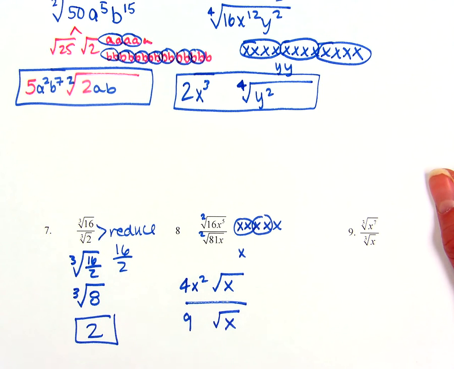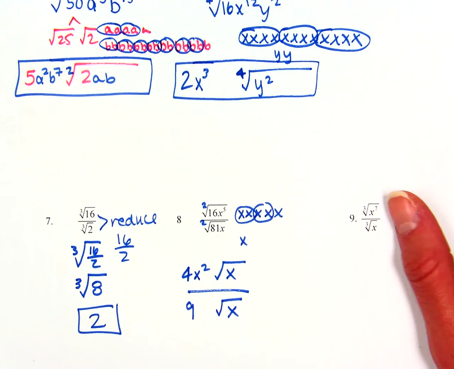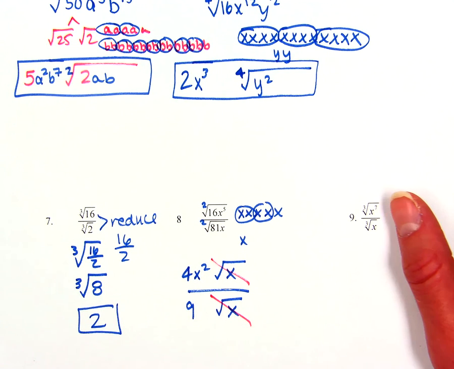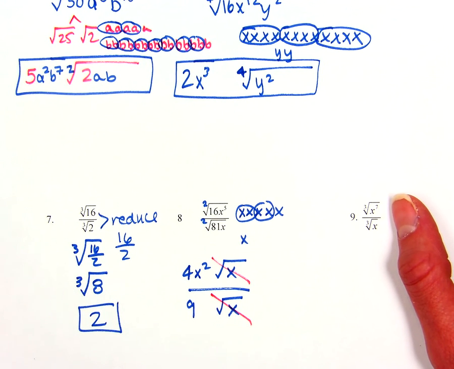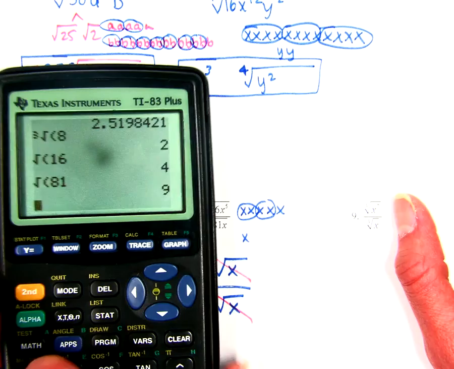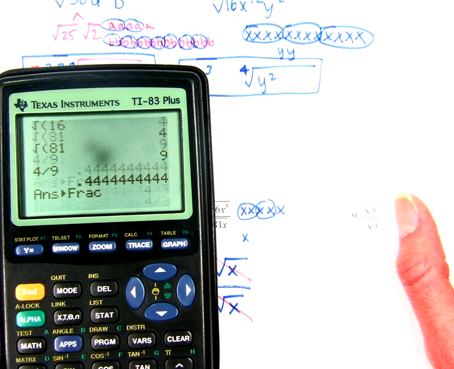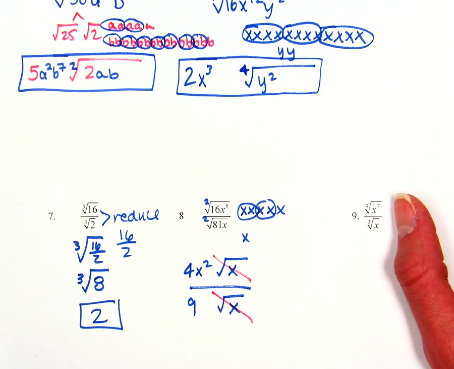All right, so now look at what you have. You have 4x squared, square root of x, over 9 square root of x. And if you notice, these two are exactly the same. So if something is the same on the top and bottom, they can cancel out. And 4/9 does not reduce. If you try to do it, you get the same fraction. So it's still 4/9. All right, so your final answer is 4x squared over 9.